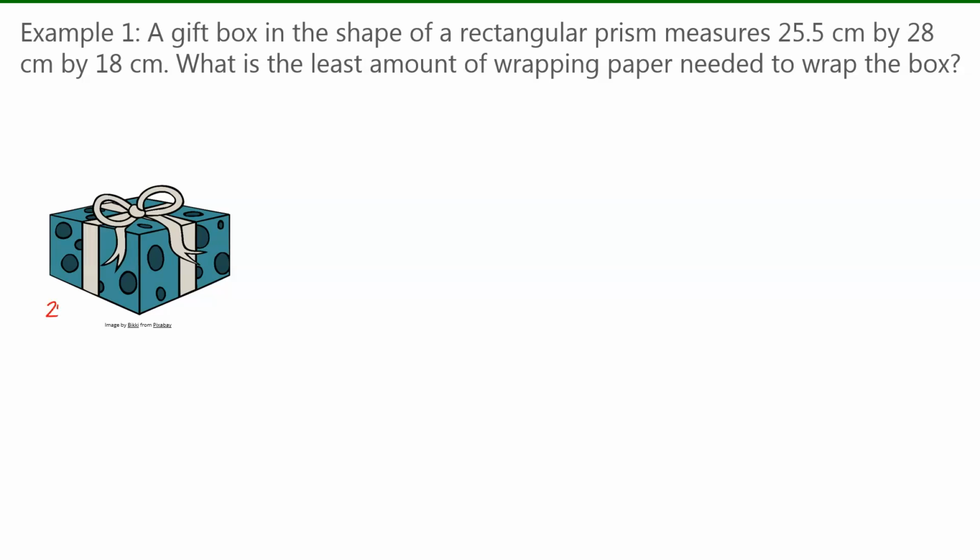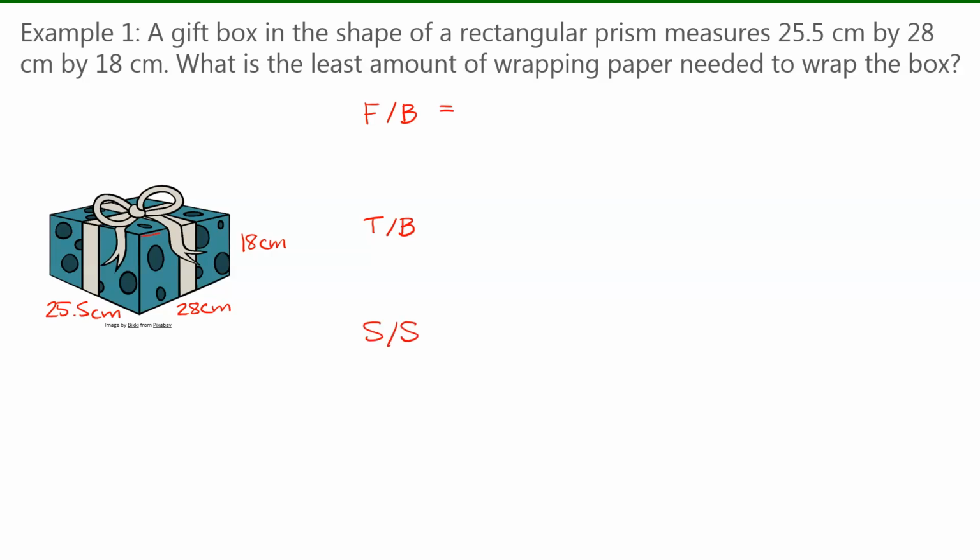I have 25.5, I have 28, and I have 18. And these are all centimeters, of course. And when you're dealing with rectangular prisms, it really doesn't matter where you write the measures. Your surface area will work out to be the same. So to find the total surface area, I have to find the area of each individual side. So I'm going to first focus on the front and back, then the top and bottom, and then the left side and the right side.